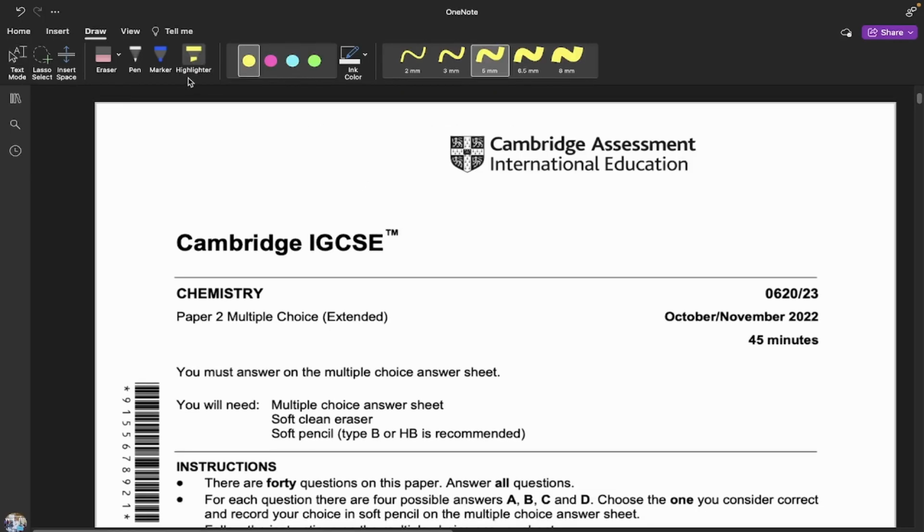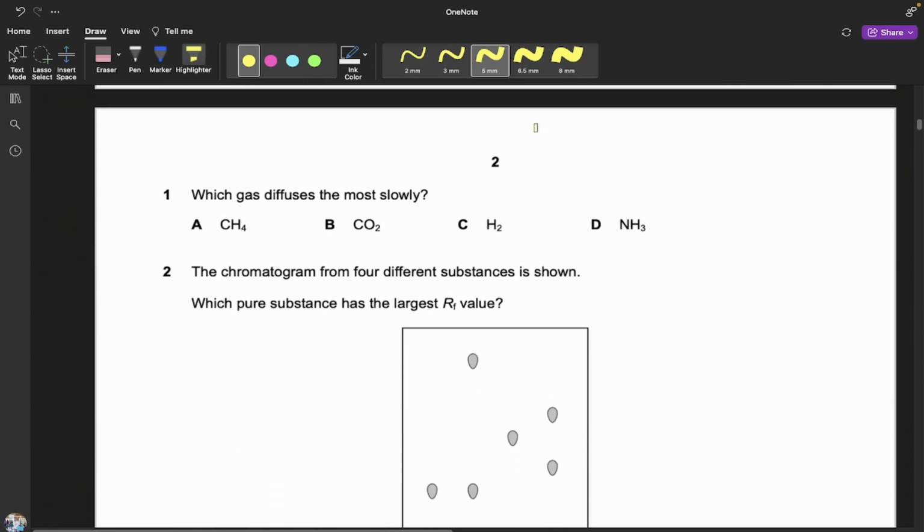This is Cambridge IGCSE paper 2, multiple choice questions, which is extended. The paper number is 0620 and it's 2023, October/November paper 2022, for 45 minutes, 10 target. So let's get into the question discussions.